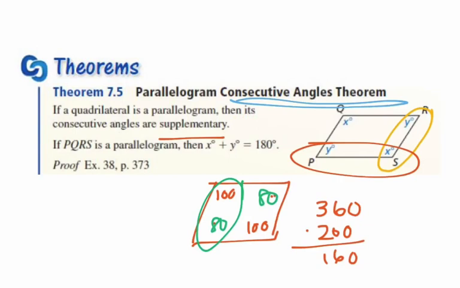No matter what angles, maybe you got 47 and 133, it doesn't matter. Any two angles in a row add up to 180 if it's a parallelogram, and that comes from the consecutive angles theorem.